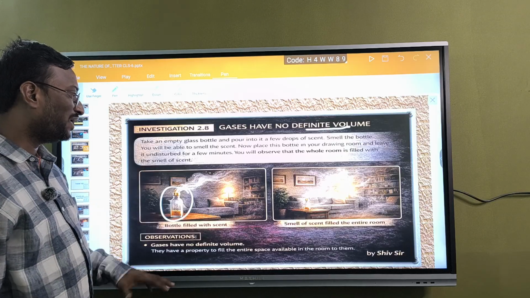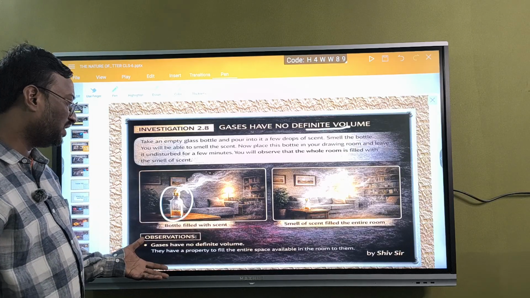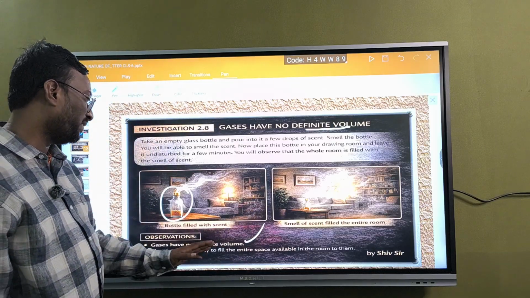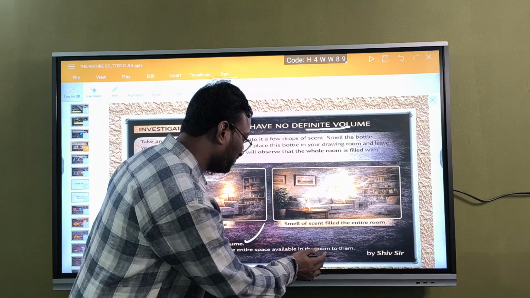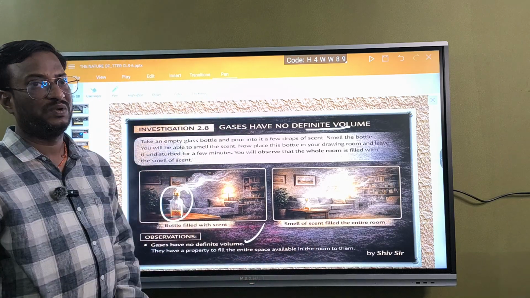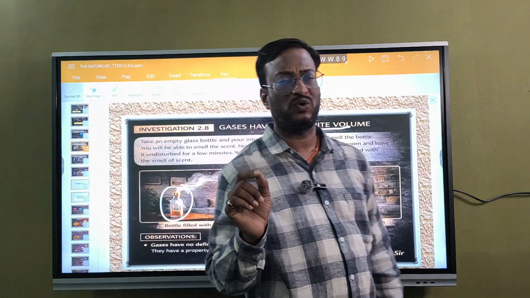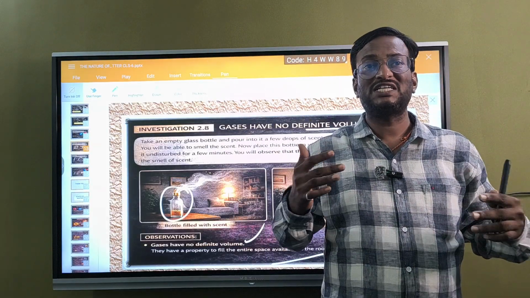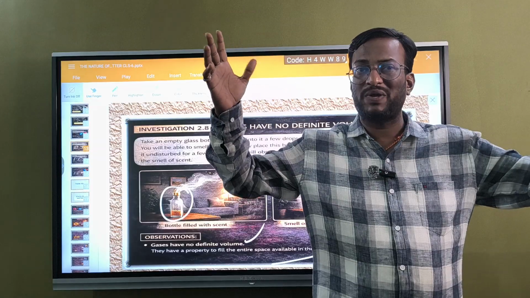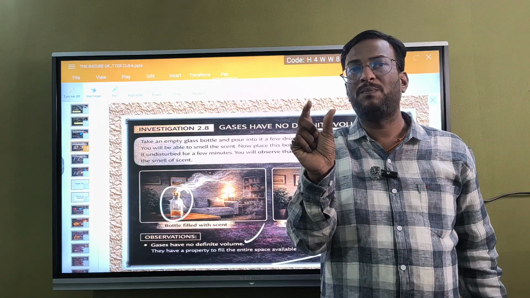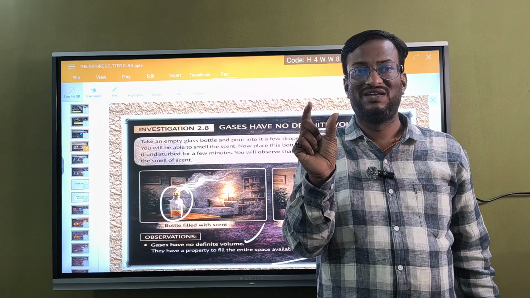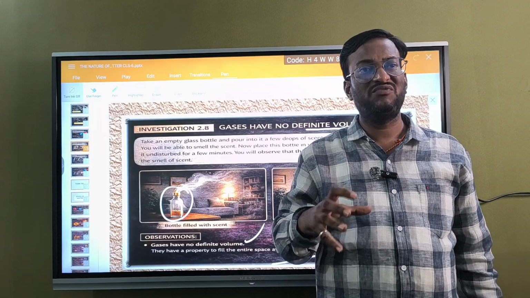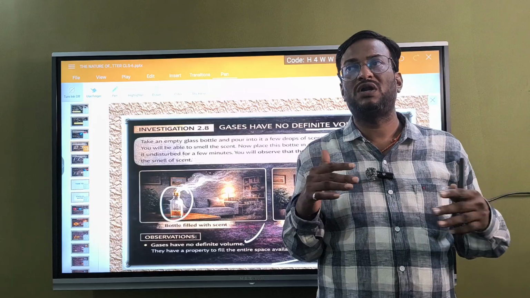So from this what can we conclude? We can conclude that gases have no definite volume. They have the property to fill the entire space available in the room. Even a very small amount of gas will spread all over the room. Even the gas which has spread all over the room can be fit in a small box, even a matchbox. So gases can be compressed as much as possible. Even they will diffuse. That is called diffusion.